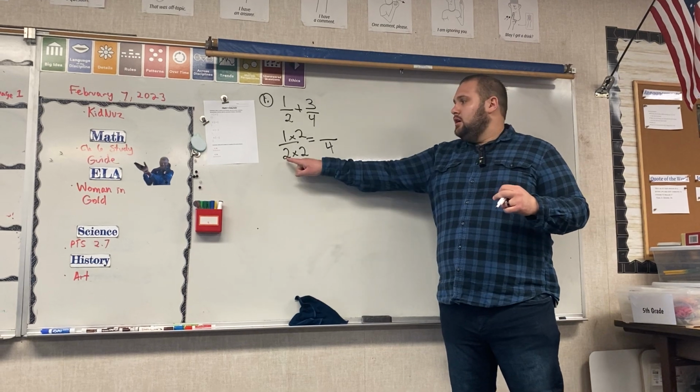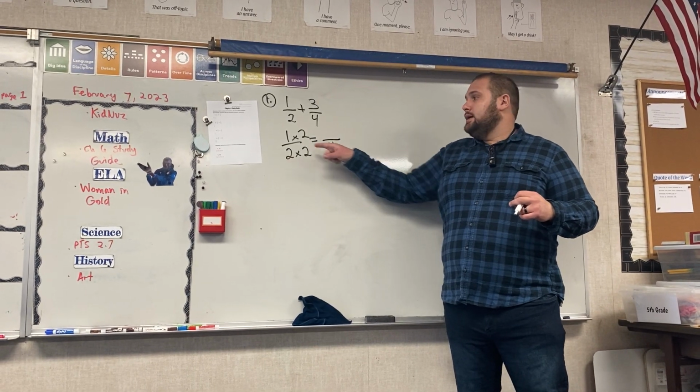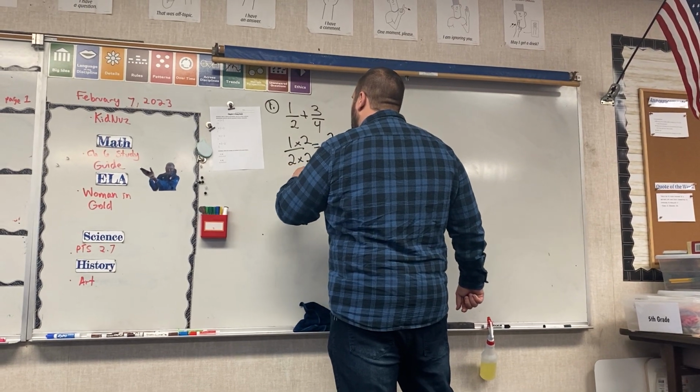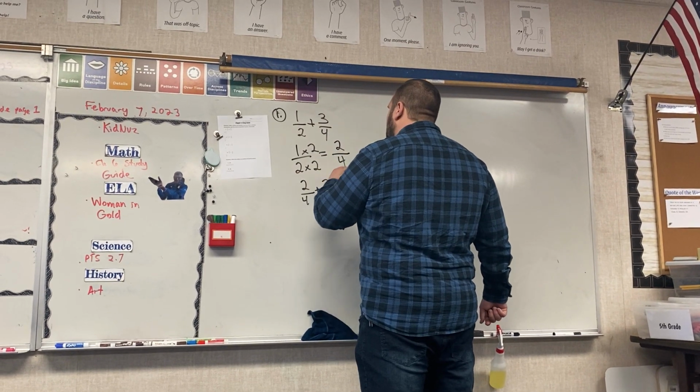You already heard that. We multiply the 2 by 2 to make it 4, so we gotta multiply the 1 by 2 to make it 2. Now we got 2 over 4 plus 3 over 4 equals 5 over 4.